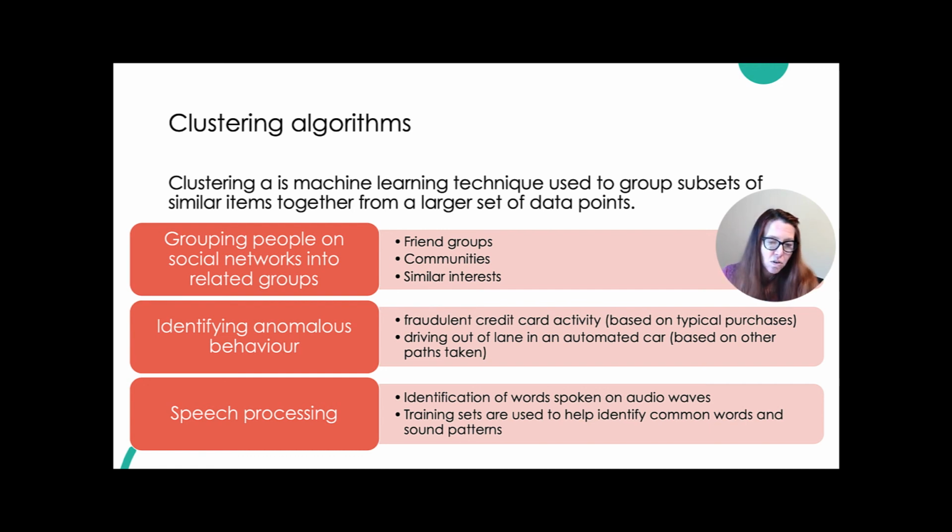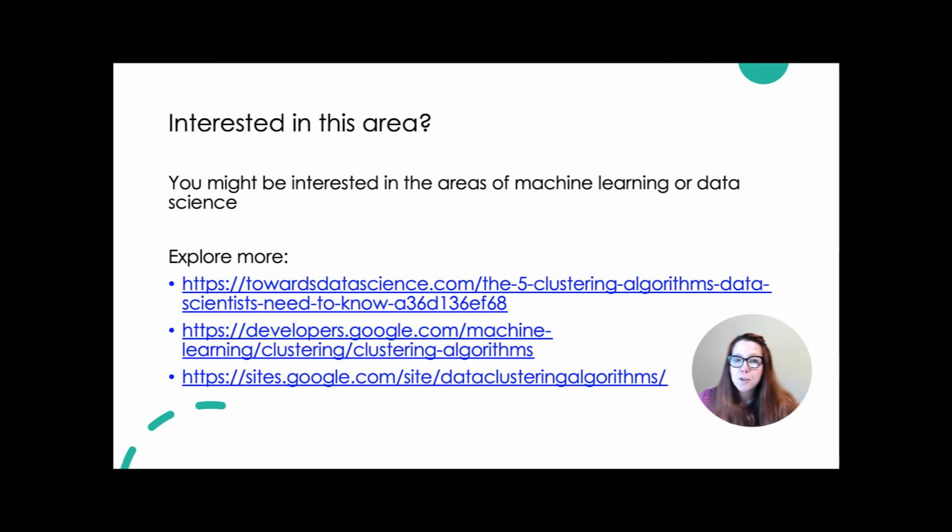All of this is so amazing and so interesting. And if you find this is an area that you might want to explore further, then you might be interested in the areas of machine learning or data science. There are many different places to explore this. These are just a few, but it's something that I think is just so exciting about what's taking place in computer science right now. So find the area that interests you.